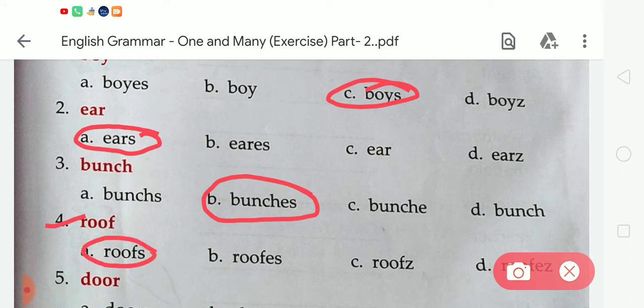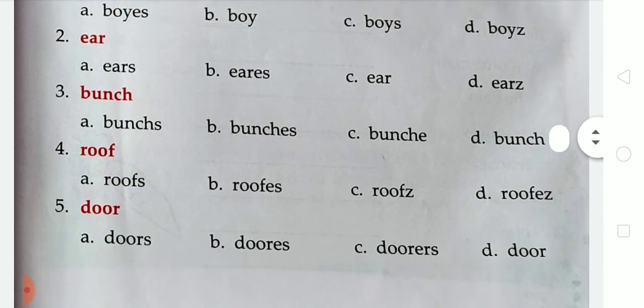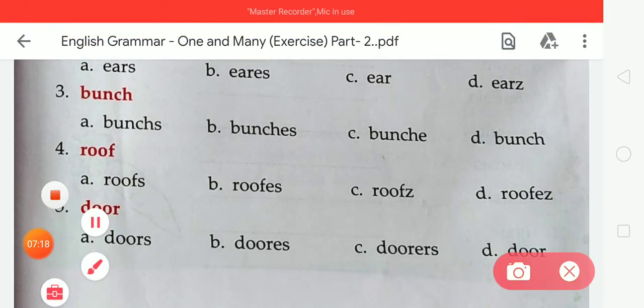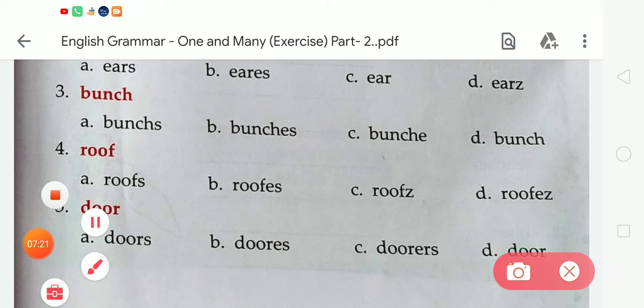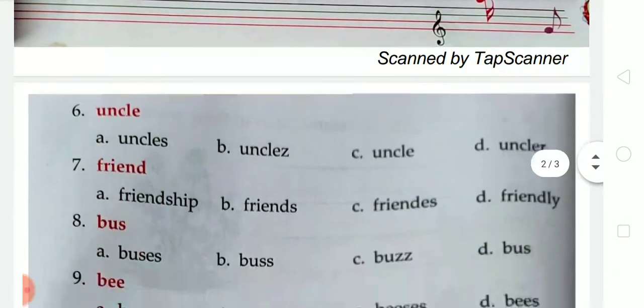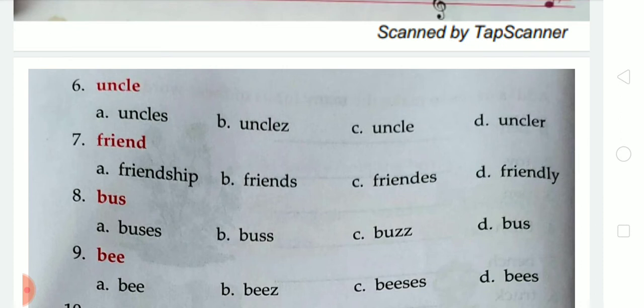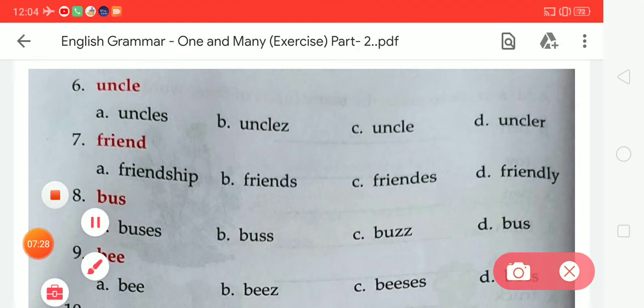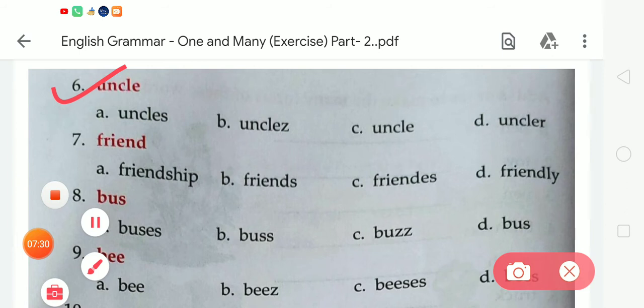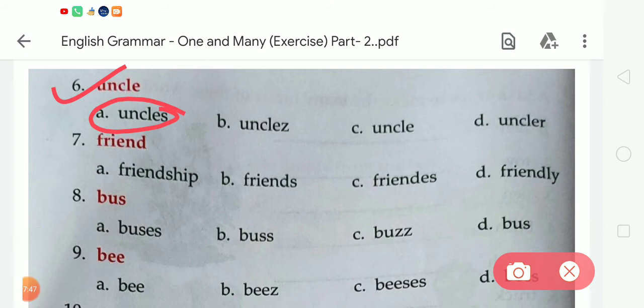We have to add S. Now the next, number 5, we have to circle option number A, that is doors. We have to add S. Okay student, moving to the next, the next word is uncle. So tell me what's the plural form of uncle. Circle the correct option. We have to circle option number A, that is uncles.